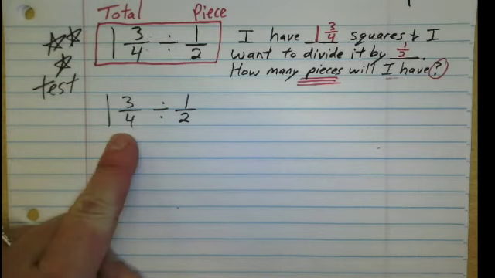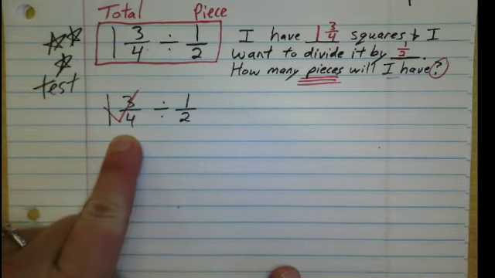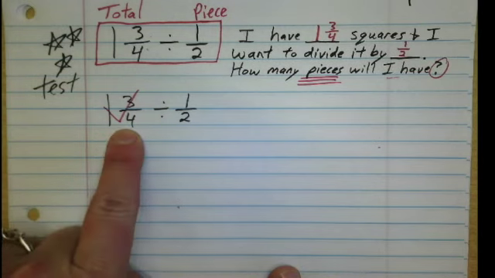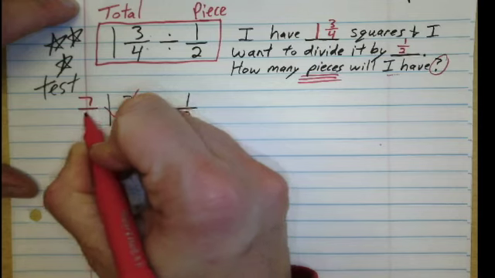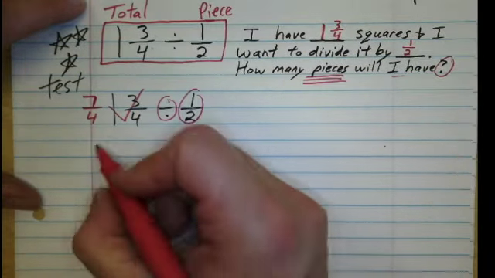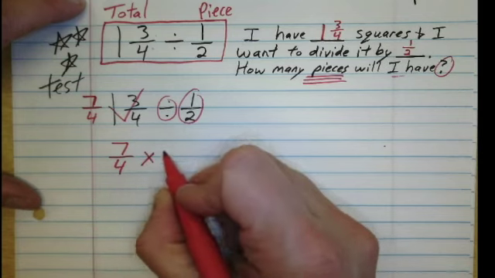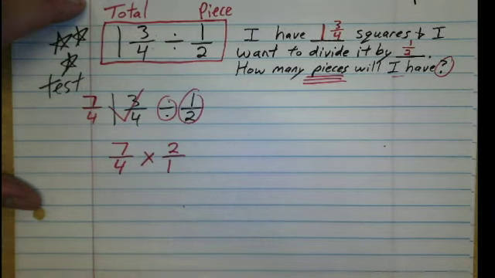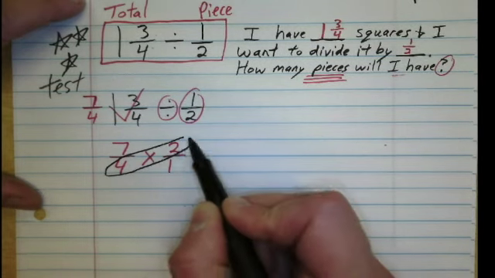Well, I can't have a mixed number. Remember, we have to use the check mark method or backwards C. 1 times 4 is 4, plus 3 is 7. So I have changed this to 7/4, and I'm dividing by 1/2. So if I write this as 7/4, instead of dividing by 1/2, I multiply by its reciprocal, 2/1. I'm ready to simplify and multiply.